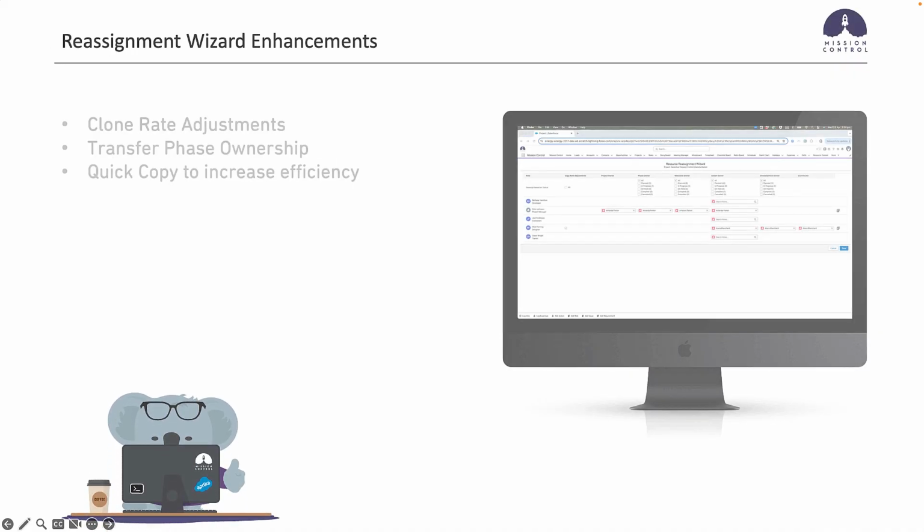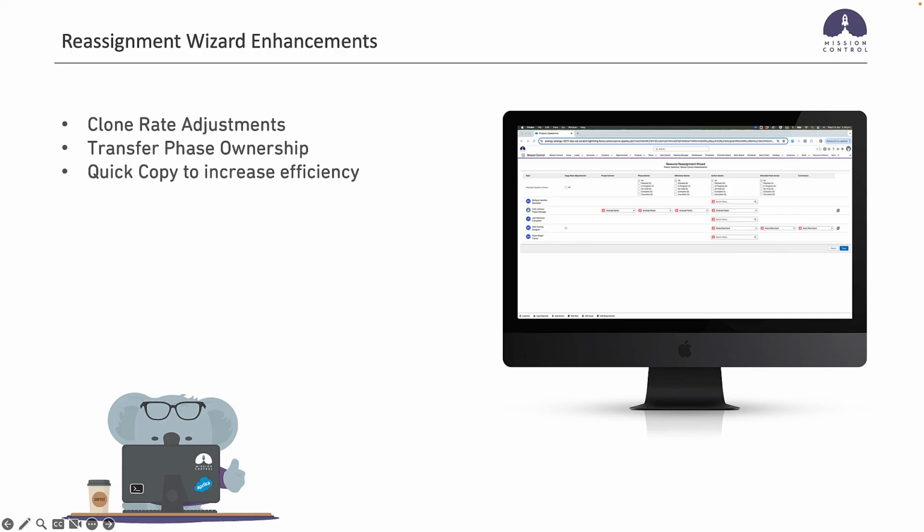The reassignment wizard has had a few different updates to it. So if you're using rate adjustments on the projects that you're doing the reassignment on, you're able to immediately clone the rate adjustment record. So let's say you've got rate adjustments for Mick and you're transferring that ownership over to Kelly, then rather than having to go and do that separately, you can have the rate adjustments that exist for Mick on that project automatically copied over to Kelly. You're also able to now transfer ownership of the phase records, which previously wasn't supported.